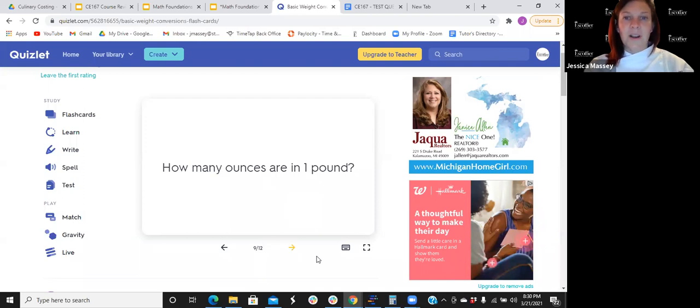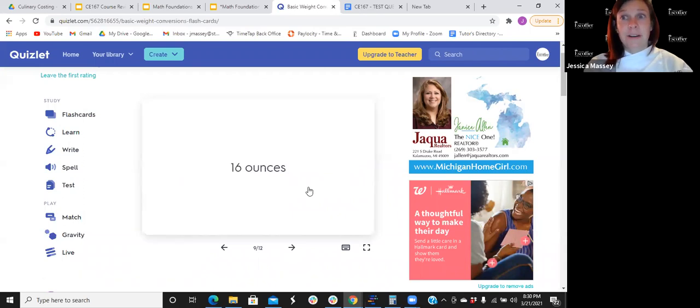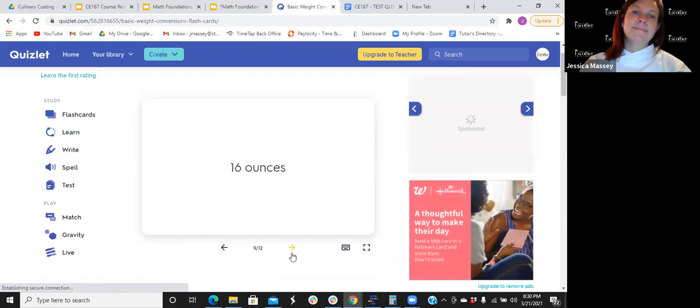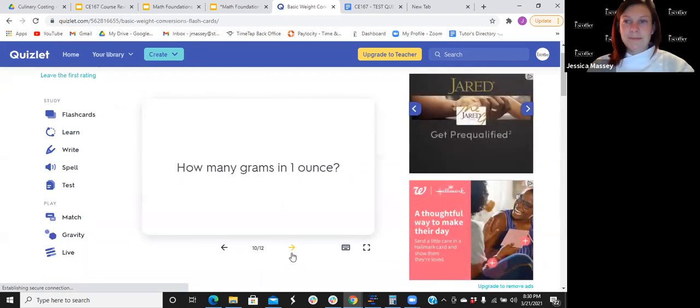How many ounces are in 1 pound? 16? Exactly. Again, that's another one that you're just going to know at some point. You'll be there. How many grams are in 1 ounce?